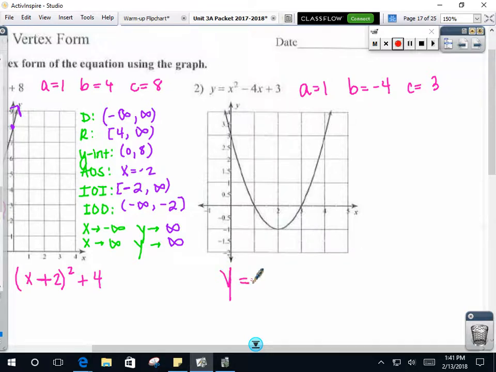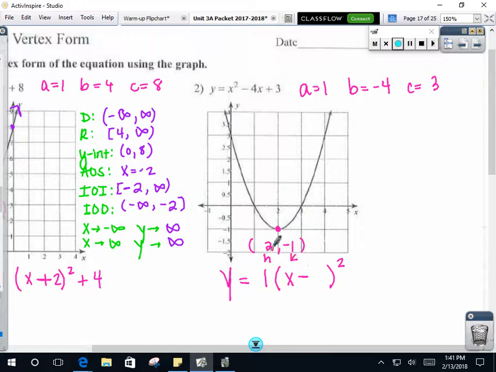Remember, vertex form is y equals A, and what do I put in the A place? Parenthesis x minus h squared, parenthesis, plus k. But how do I figure out this h and this k? The vertex. What is the vertex location? 2, negative 1. That's the h value, that's the k value.